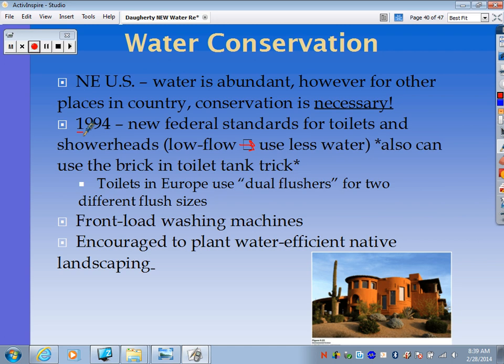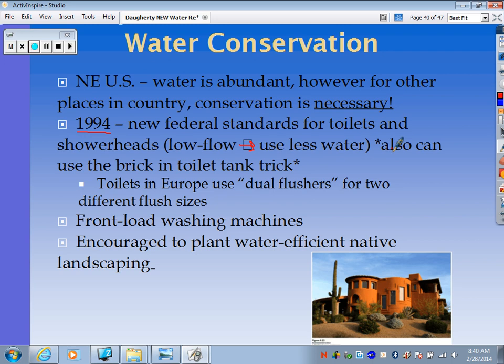So in 1994, our country initiated new federal standards for toilets and shower heads, seeing this upcoming water issue that we'd be having. They've said that we need to use low flow toilets and shower heads, which use less water. We said anytime you use these sorts of things, it also lowers your water bill. So it's a win-win situation there.